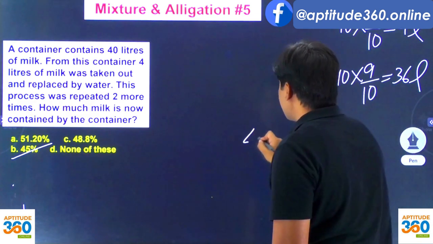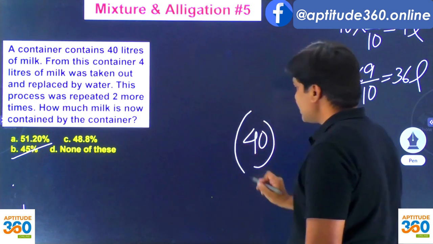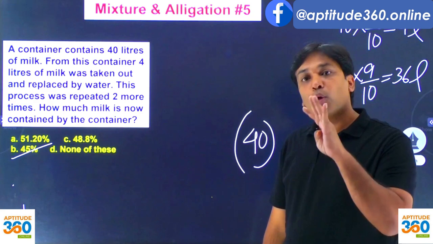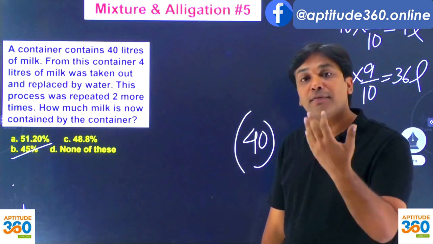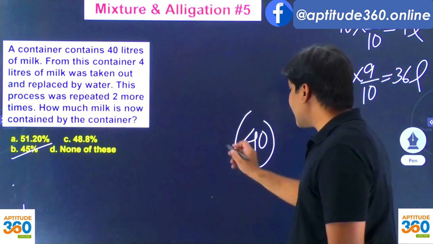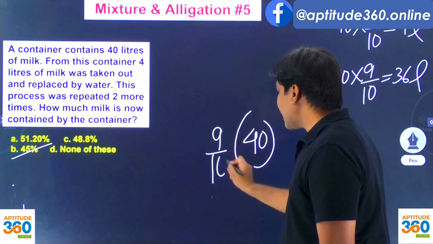I have got 40 liters of pure milk. Understand this. 1/10 is gone. What is 4 liter? How am I saying 1/10? 4 divided by 40. 1/10 is gone. So what is that I am left with? I am left with 9/10.